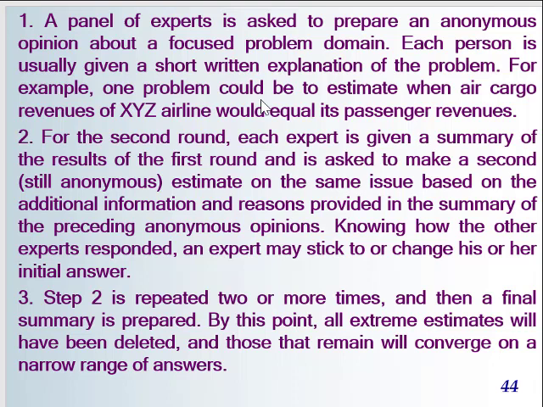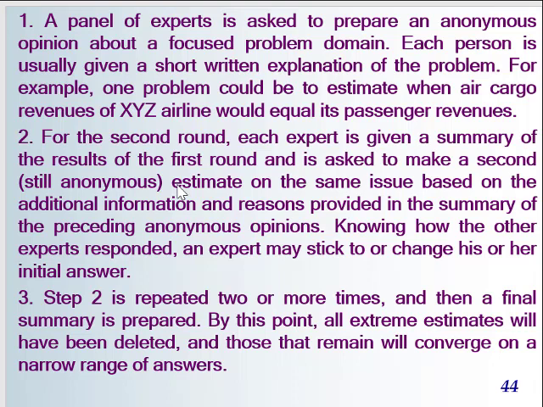Now, in a second round, each expert is given a summary of the result of the first round, and we tell them to again make an anonymous estimate. Now they may see what other experts have done. Depending on that, maybe they change their statements, or stick to them, because others have also talked about the same issue. Then in the third step, step two is repeated two or more times.